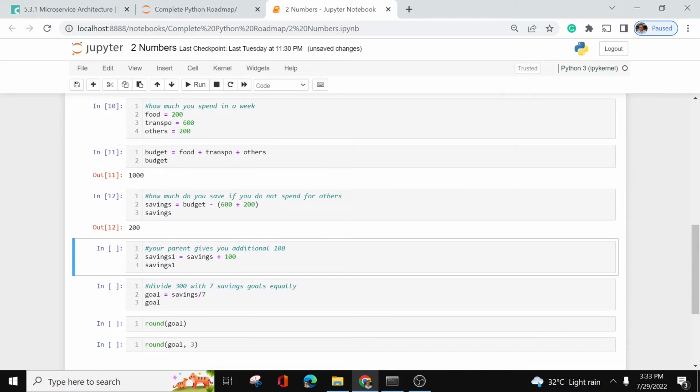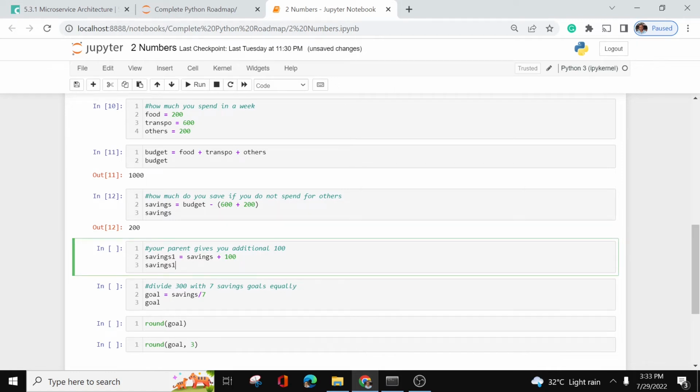And supposing your parent gives you an additional 100 and this amount you have not yet spent too. So how much would be your total savings? It's just very easy. We just name this savings 1 just to not confuse with savings. Savings 1 is the savings that you already have, which is 200 plus the 100 given to you by your mother.